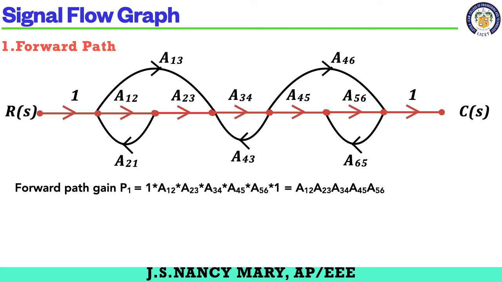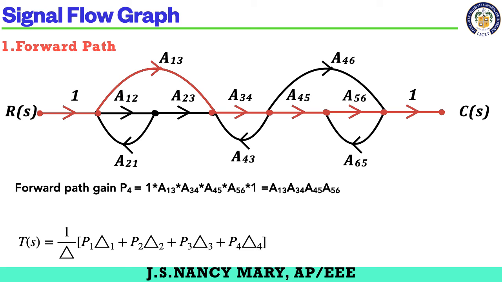Then the next one, we could find four forward paths here. So the next one is P2, which is A13, A34 and A46. Next, P3, A12, A23, A34 and A46. Next one, P4, A13, A34, A45 and A56. Okay, so I could rewrite the formula as 1 by del, P1 del 1, P2 del 2, P3 del 3 and P4 del 4. Now we need to find the loops.